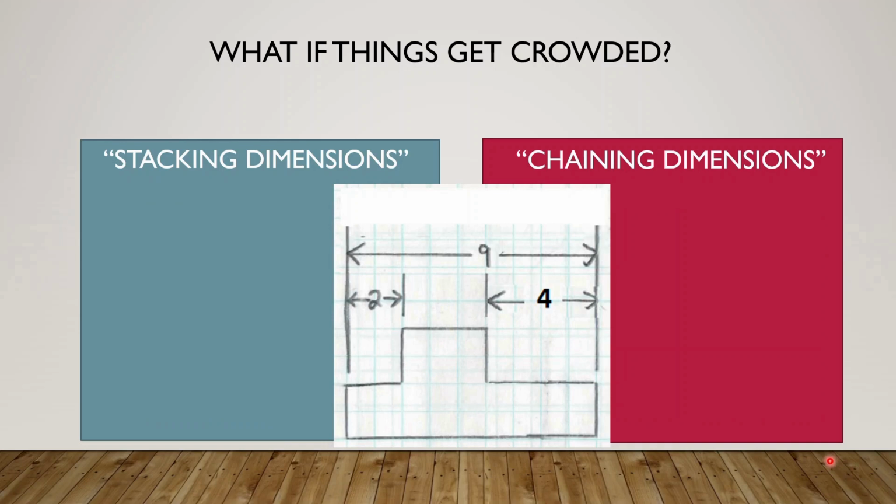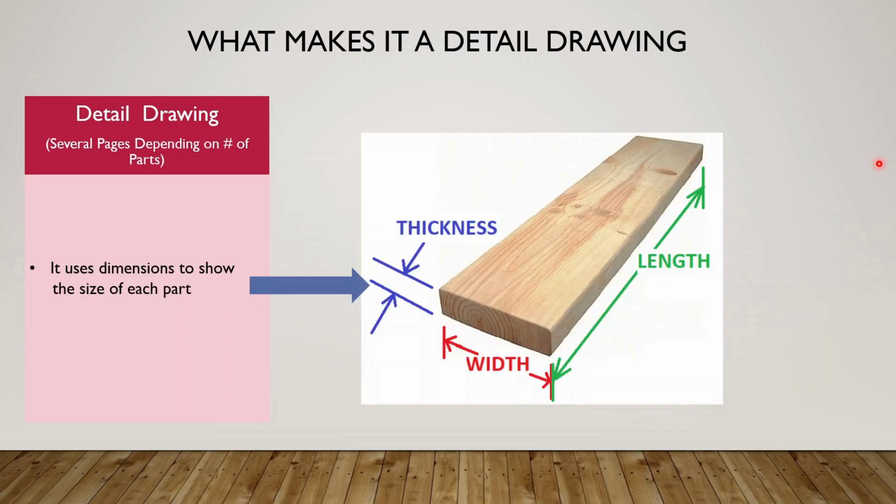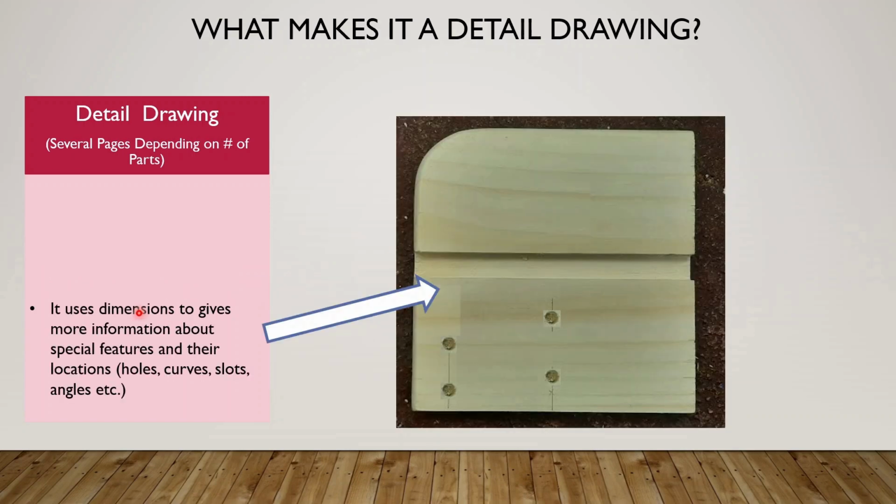And of course, you can always do a hybrid or a mixture of the two. All of these dimensioning rules that I talked about just now will be super helpful when you're talking about the size of the part, mainly length, width, and thickness. But your detail drawings also need to tell the reader more stuff. The detail drawings need to tell the reader about special features and their locations.